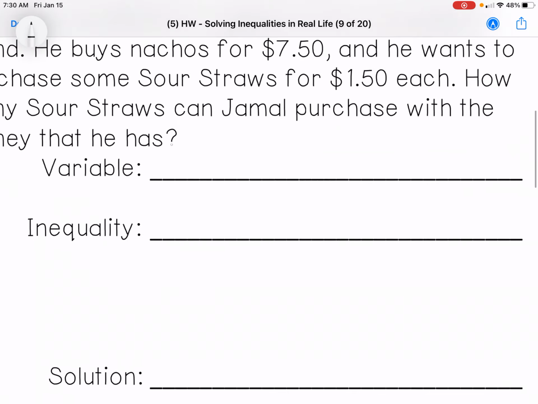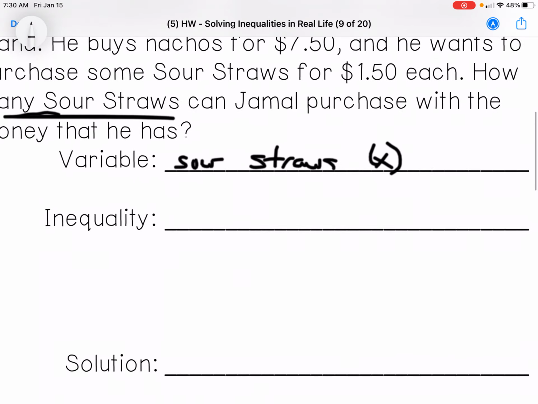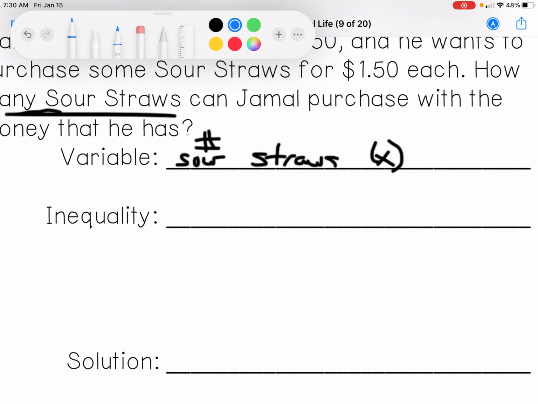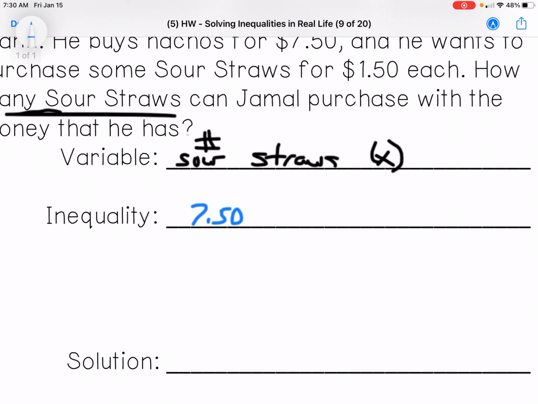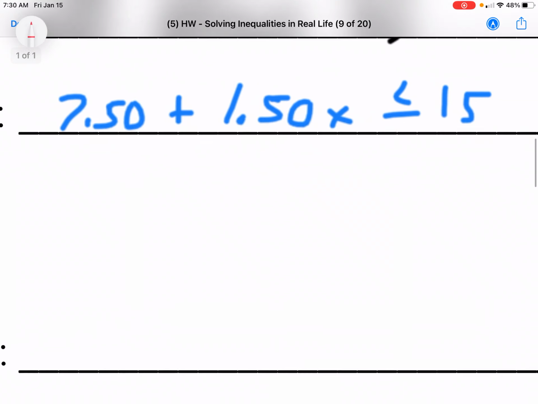All right, so how do we know the variable? Because the variable is what they are asking for. How many sour straws? So sour straws is the variable. Make it x, the number of sour straws. The inequality is he spends $7.50 on nachos, so he spent that, plus $1.50 times however many sour straws he buys, has to be less than or equal to $15, which is the amount of money that he has in his pocket.